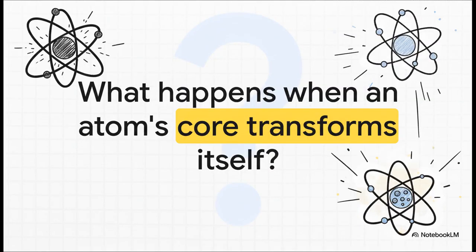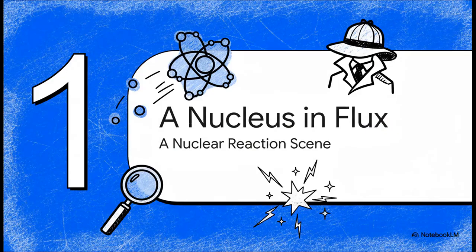So let's start with the big question. What happens when the very core of an atom changes? I mean, we tend to think of atoms as these solid, permanent building blocks, but their nucleus can go through these incredible transformations. It's called a nuclear reaction, and it's where the number of protons or neutrons actually changes. The atom's whole identity gets rewritten. It's basically modern-day alchemy.